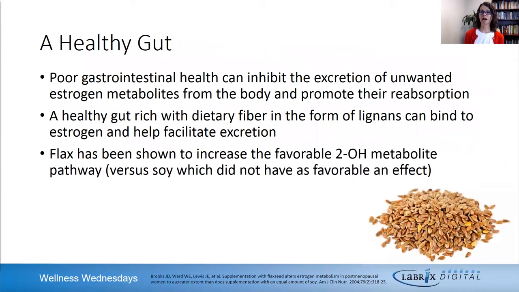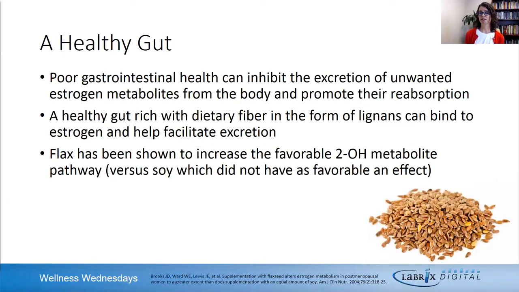A healthy gut is so important for estrogen metabolism. Poor GI health can inhibit the excretion of unwanted estrogen metabolites from the body and promote their reabsorption. So if you remember the metabolite picture going way back, wanting to avoid the 16-OH and 4-OH pathways, having good GI function is going to help to promote that positive pathway.